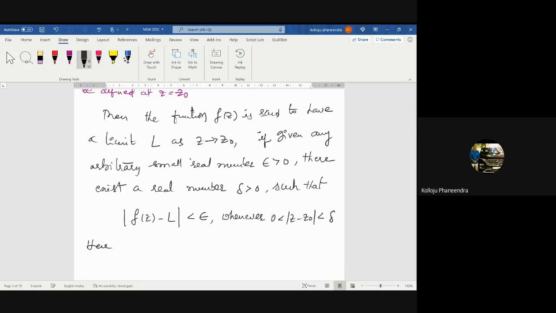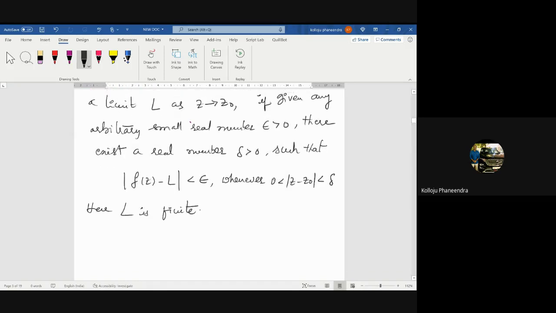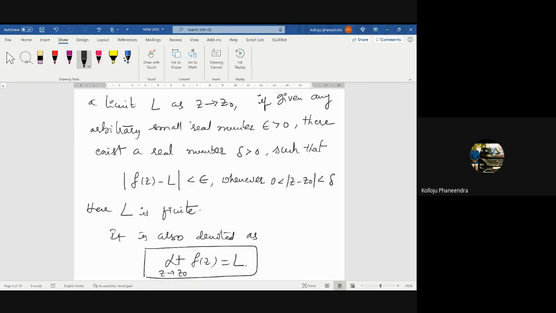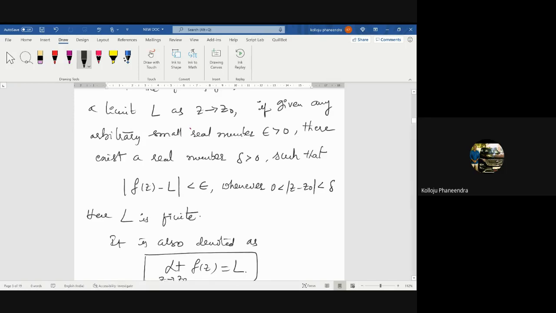Here L is a finite real number. It can also be denoted as the limit of f of z as z tends to z naught is equal to L. If such a number L does not exist, the limit does not exist.